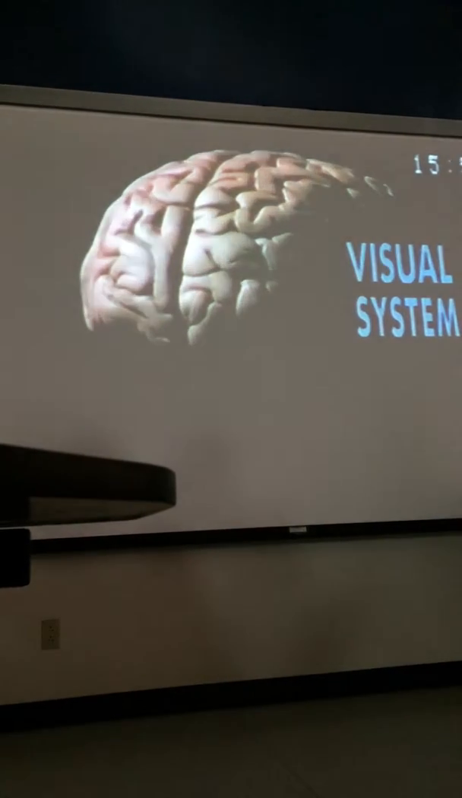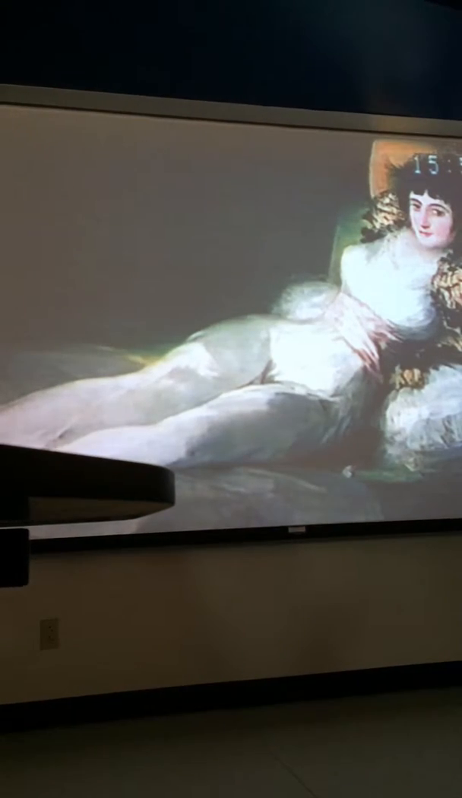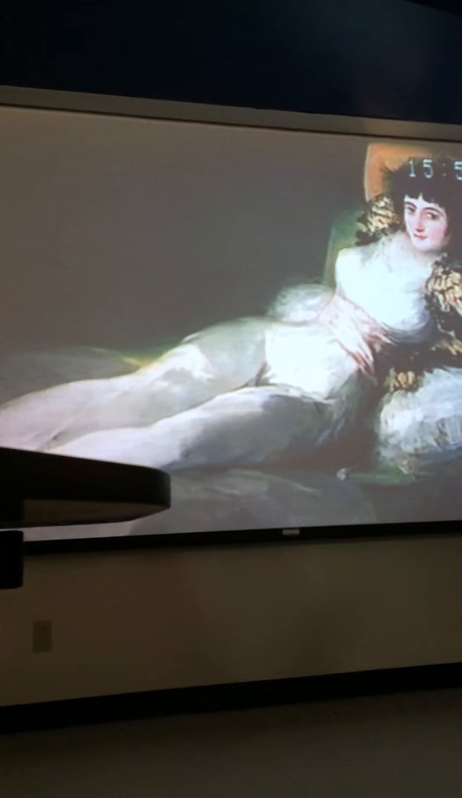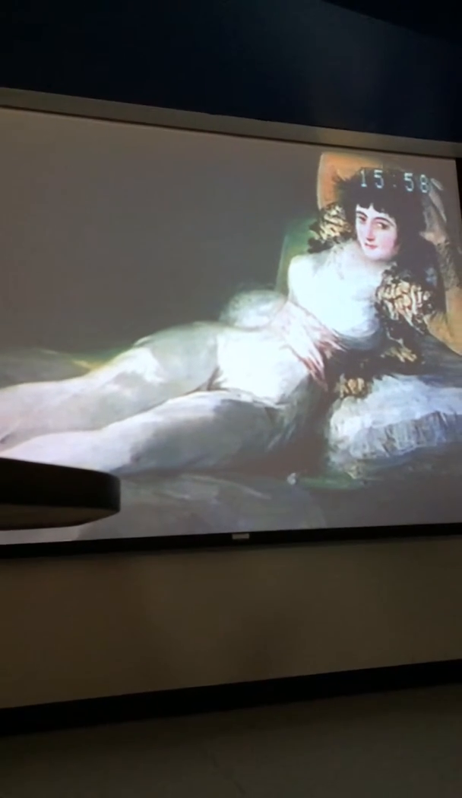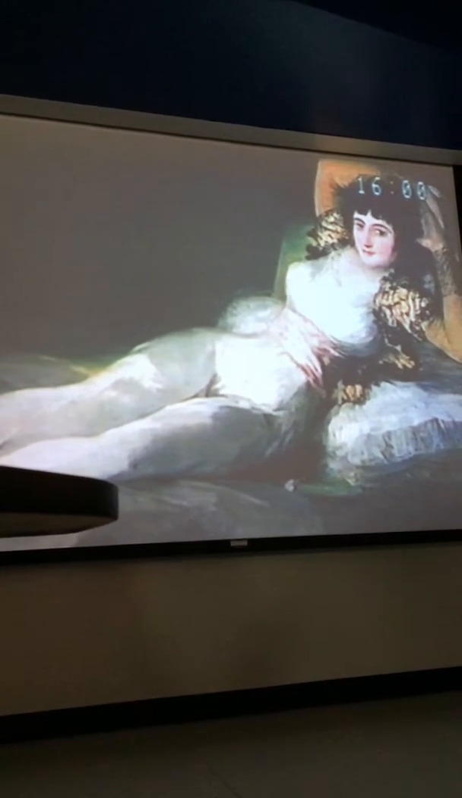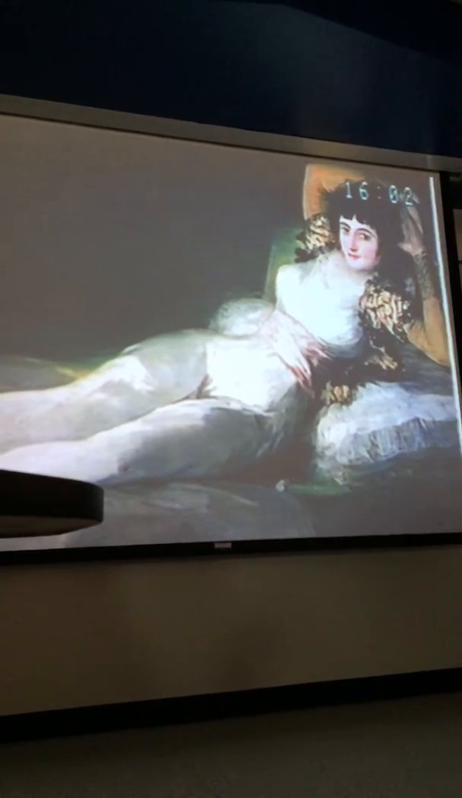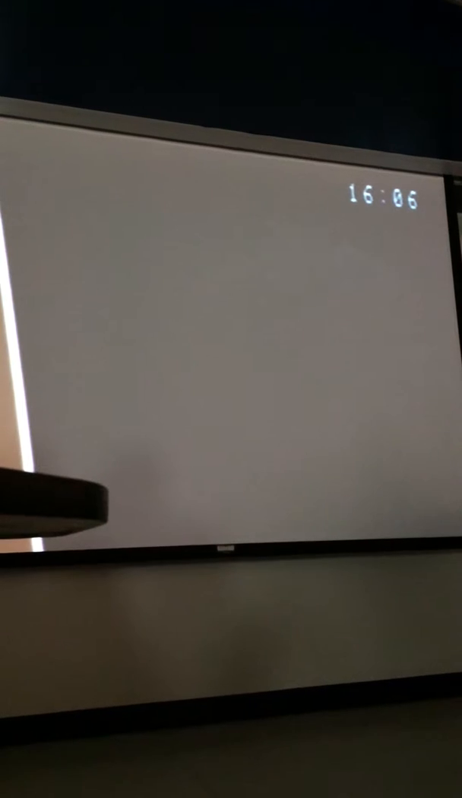Visual system. The Clothed Maja by Goya. But what is happening when we look at a painting like this? How does the information about a pattern of colors on a piece of canvas get to the brain?